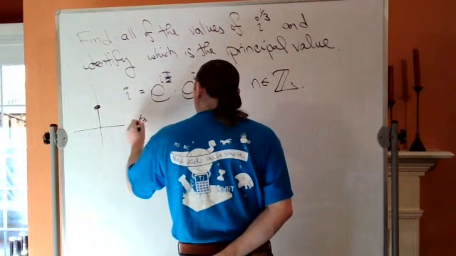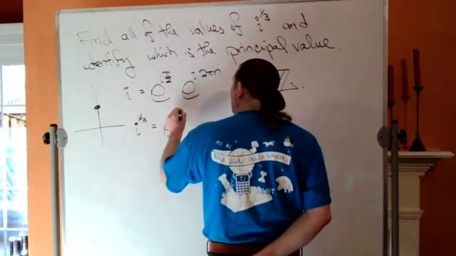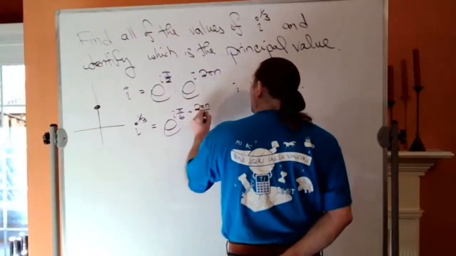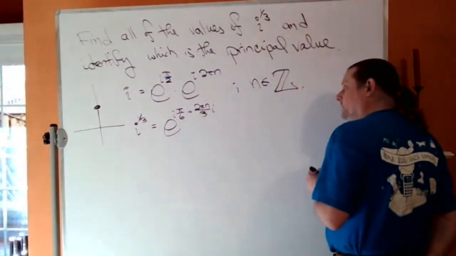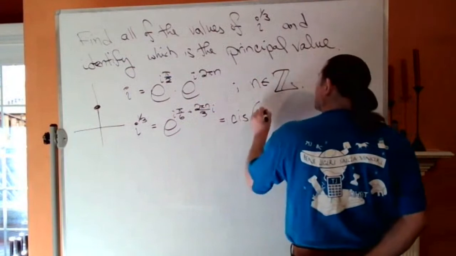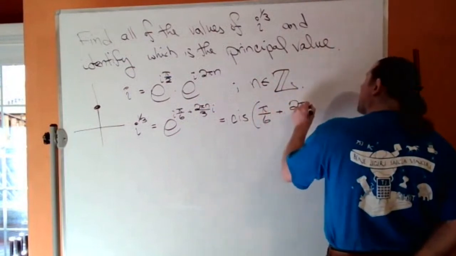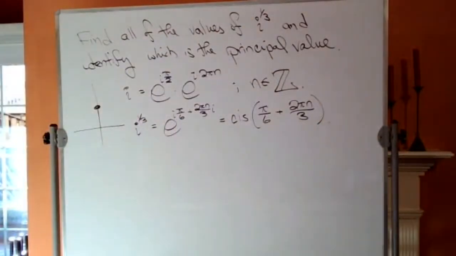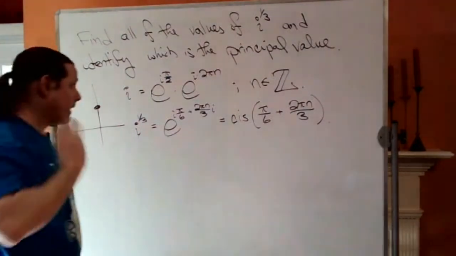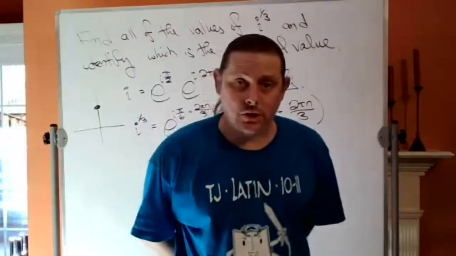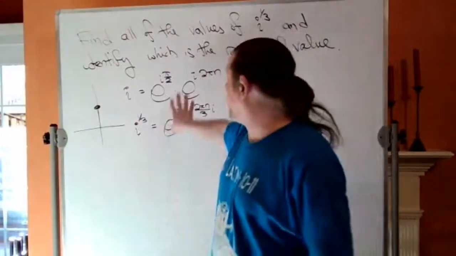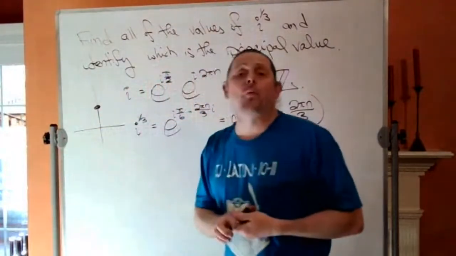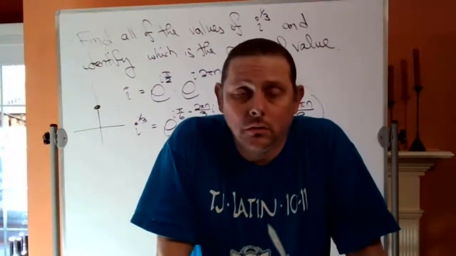So i to the 1/3 would be equal to e to the i (pi over 6 plus 2 pi n) over 3. So that's cis of (pi over 6 plus 2 pi n) over 3, where n can be any integer. This 2 pi n represents a whole number of times going all the way around the circle.